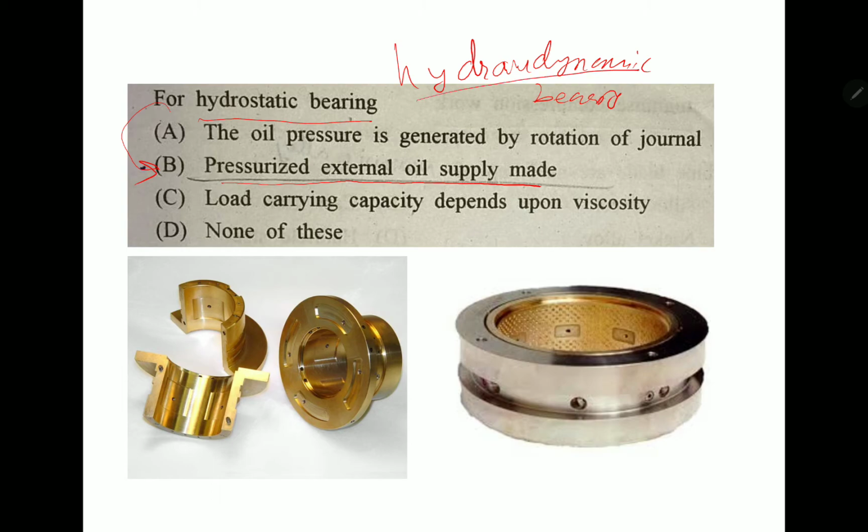Hydrodynamic bearing is slightly different from hydrostatic bearing. In hydrostatic bearing, external pressure is required to maintain a thin oil film between the journal and the bearing. As we can see, tiny holes are given by the manufacturer to maintain pressure between journal and bearing. But in hydrodynamic bearing, no external pressure is required. The thin film of oil will be generated by itself in such a type of bearing. Now let's move to the next question.